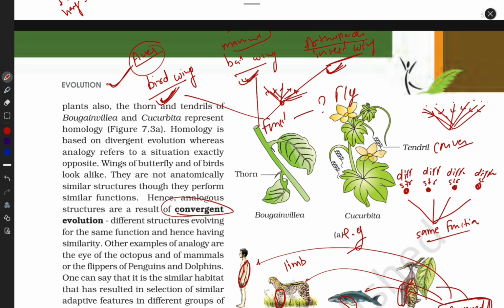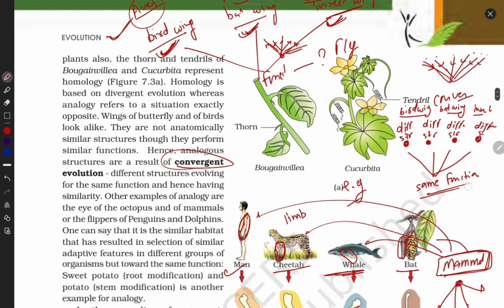Now I think you are clear. I'm writing here bird wing, bat wing, insect wing. They all have wings, but their structure is different, while the function is the same, like flying.